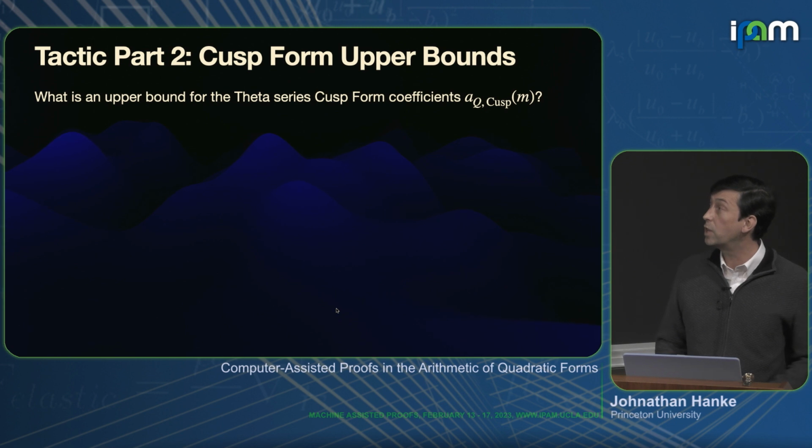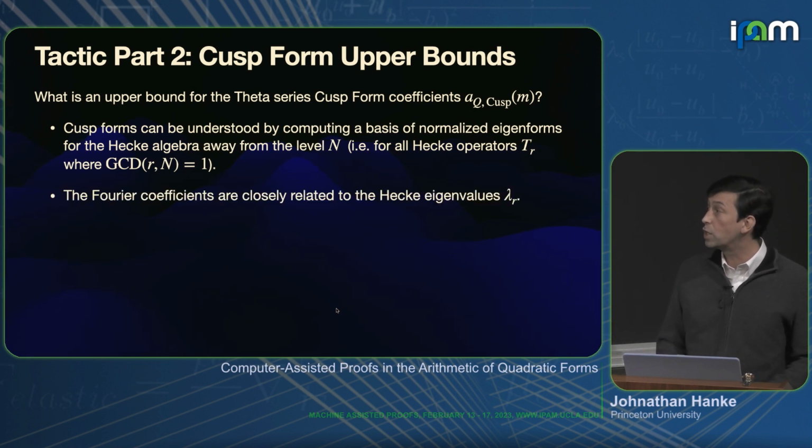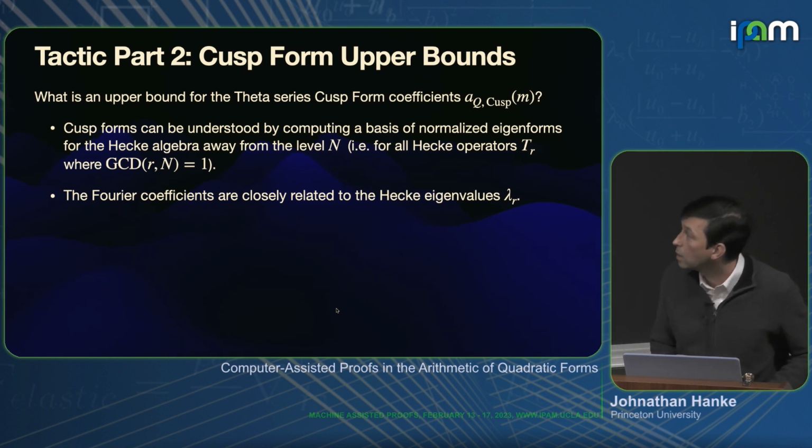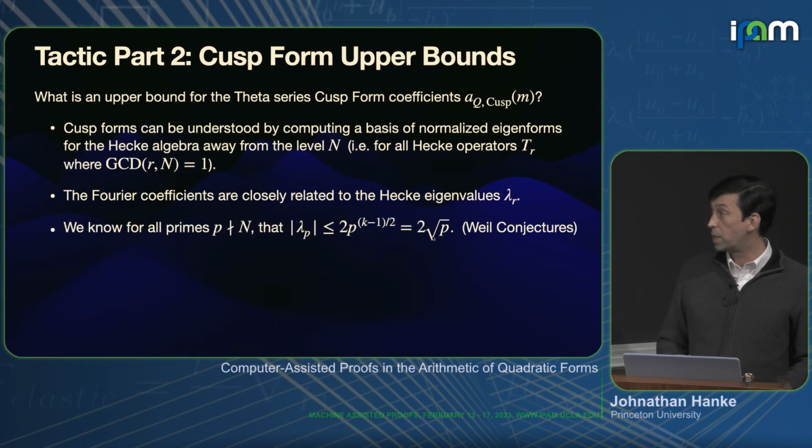So the second part is you have to understand the cusp form upper bounds. So this is to make it effective. You need to know this can't get too big, right? Cusp forms can be understood generally in terms of the Hecke algebra acting on the space of cusp forms. For people who've done things with quadratic forms, there are numbers that control this with the Hecke eigenvalues at the primes in particular. Here I did it for any number prime to the level, but it could be any primes. And for the primes, because of the Weil conjectures for weight 2 modular forms, you know that these eigenvalues in absolute value are no bigger than 2 root p at the primes.